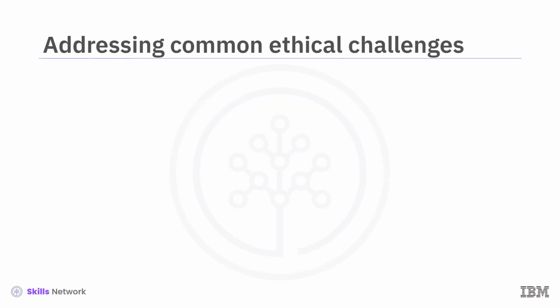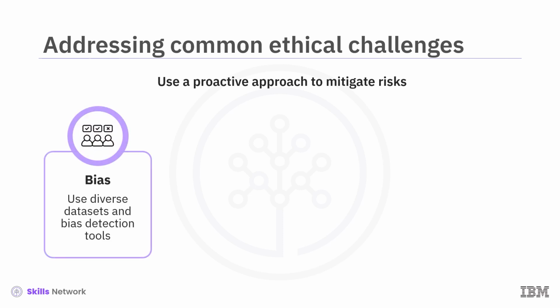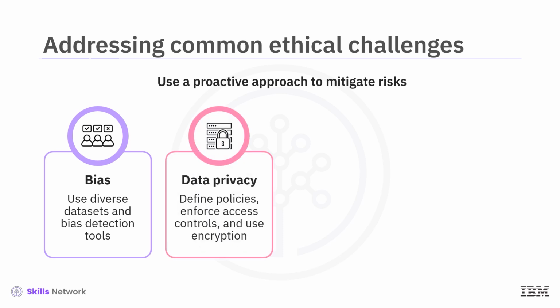Addressing common ethical challenges in AI requires a proactive approach to mitigate risks and ensure responsible use. Bias in AI can arise from training data or algorithm design, making it crucial to implement bias detection tools and use diverse datasets to minimize unfair outcomes. Data privacy concerns should be addressed by clearly defining data collection practices, usage policies, and access controls while leveraging encryption and secure storage solutions to protect sensitive information.